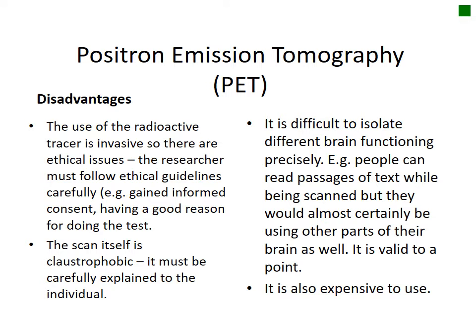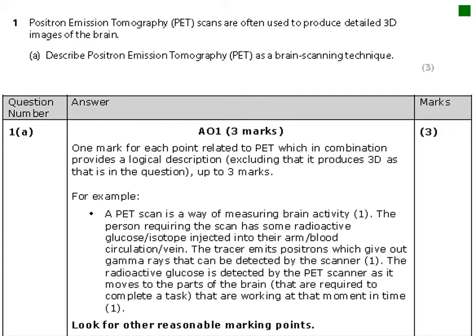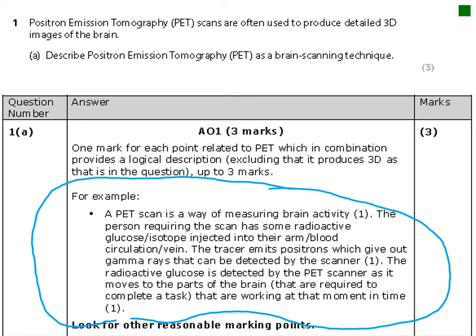An exam question that was released on the SAMs is just outlining here the detail that you need to know about PET scans. So you're asked to describe the PET scan as a brain scanning technique for 3 marks. An example shown down here is: a PET scan is a way of measuring brain activity, which will always get you 1 mark. The person requiring the scan has some radioactive glucose injected into their arm or their blood.